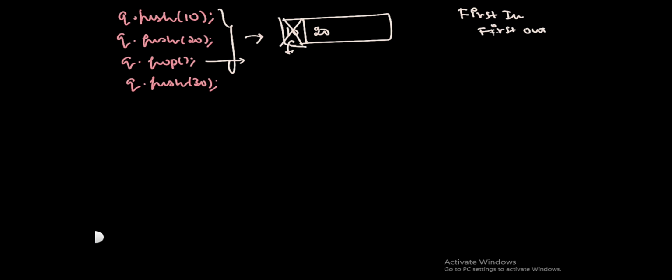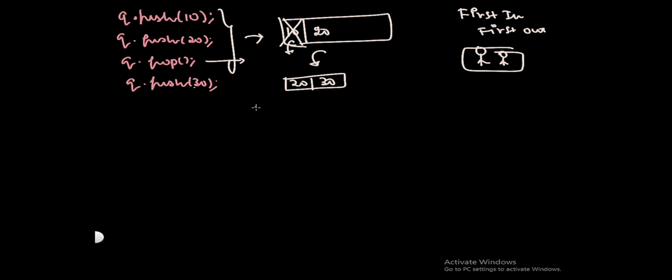When you are solving data structure queue problems, always try to think of a doctor's queue. It would be very helpful for you to imagine that kind of structure. And then I push 30, so finally my queue would become like this, 20 and 30.